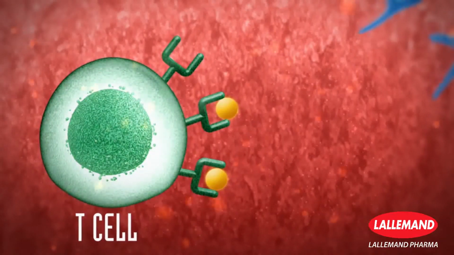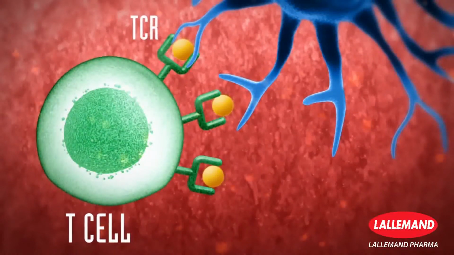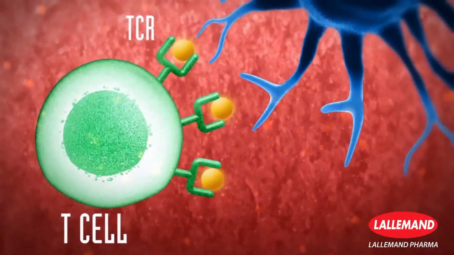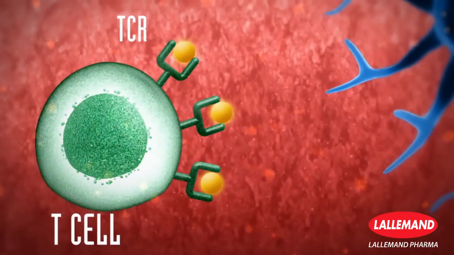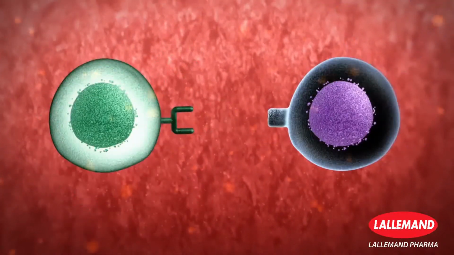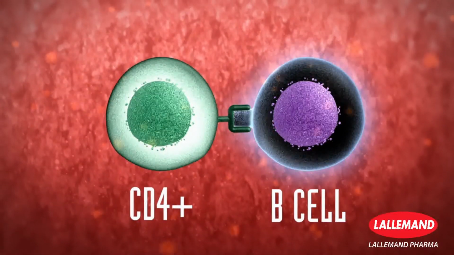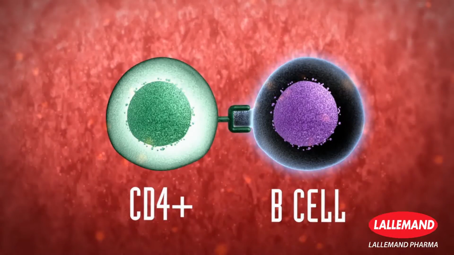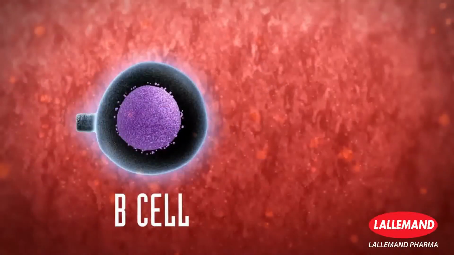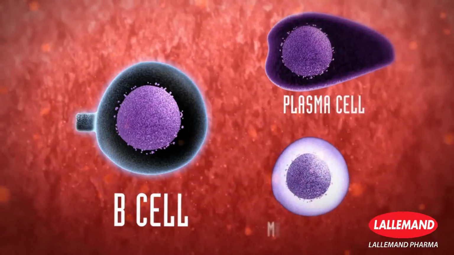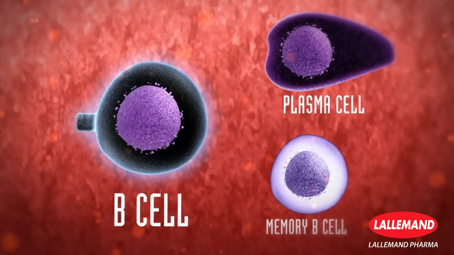T lymphocytes belong to the adaptive or specific immune system. Thanks to their surface receptors, TCR, they are able to recognize specific antigens presented by antigen-presenting cells. Several subsets of T cells exist. T helper cells, or CD4 plus T cells, allow the differentiation of B cells into plasma cells or memory B cells, or the activation of T cytotoxic cells and macrophages.